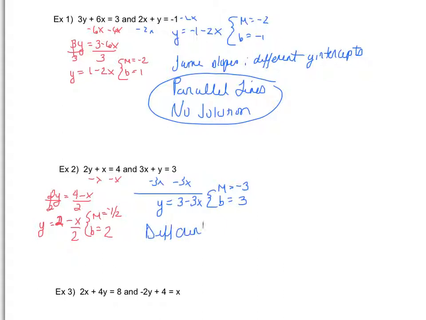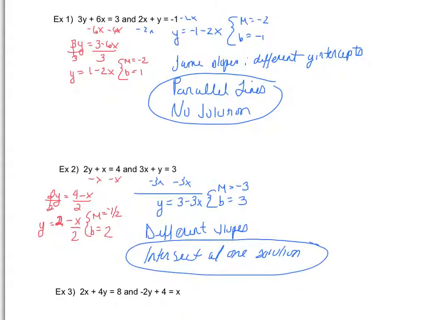So right away I notice they have different slopes, and as soon as I notice the slopes are different, I don't need to do anything else. I do not need to look at their y-intercepts. So I'm going to go ahead and say different slopes. I know then that they intersect and there is one solution, or intersecting lines with one solution.